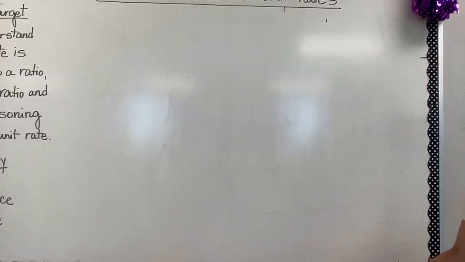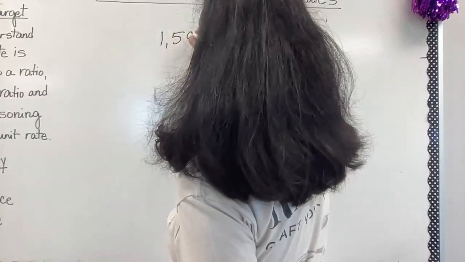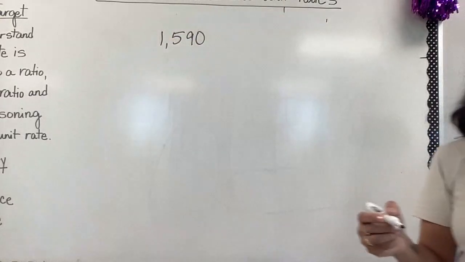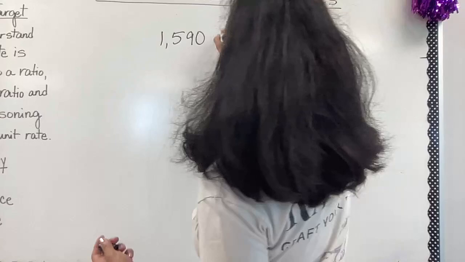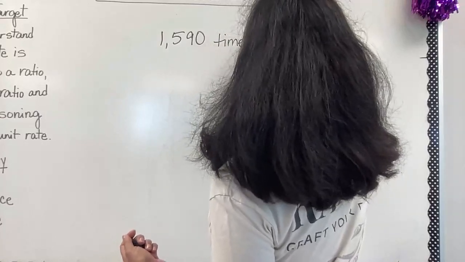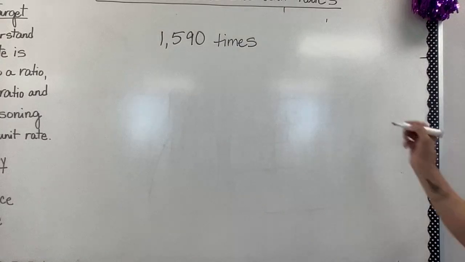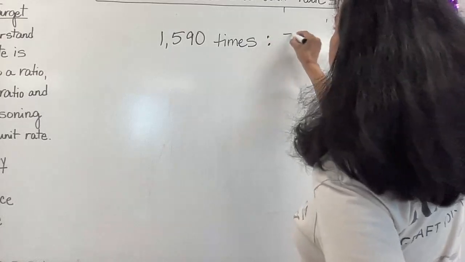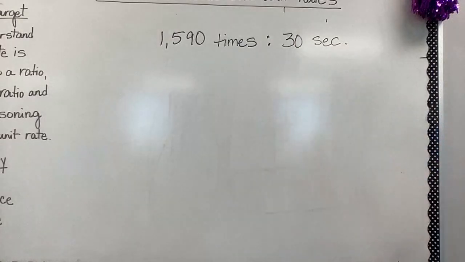All right. So a scientist studying hummingbirds recorded that a hummingbird flapped its wings 1,590 times in 30 seconds. So it flapped its wings 1,590 times in 30 seconds. I'm just writing it out as a ratio.